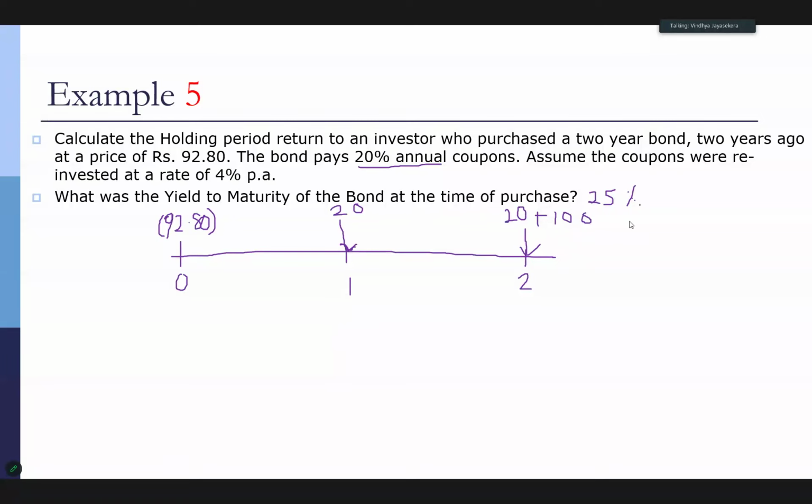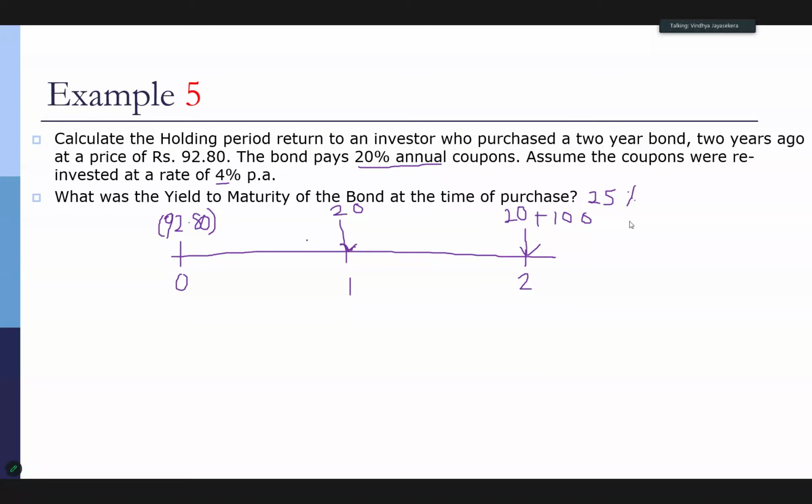Now, the difference here is we assume the coupons are reinvested at a rate of 4%. This is like an individual's case, right? You take the coupons and you reinvest it, you put it in your savings account. So you generate a return of 4%, but you're not reinvesting it at 25%, right? To get a yield to maturity of 25%, you have to reinvest the coupon at 25%.